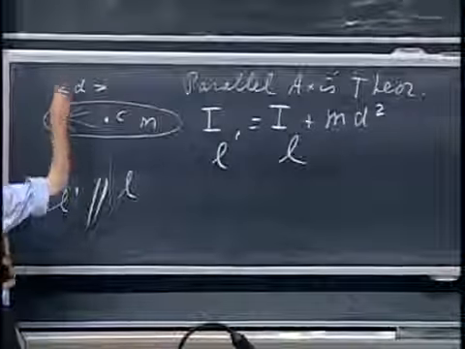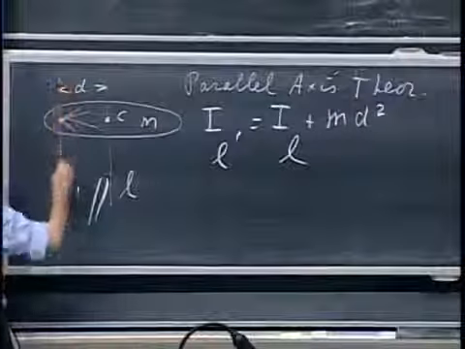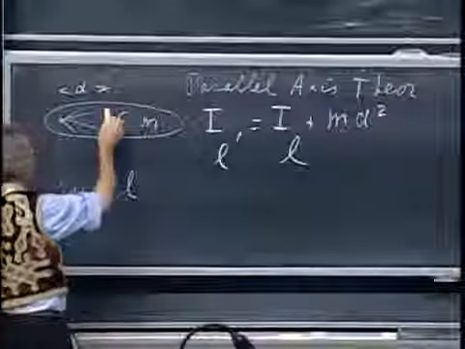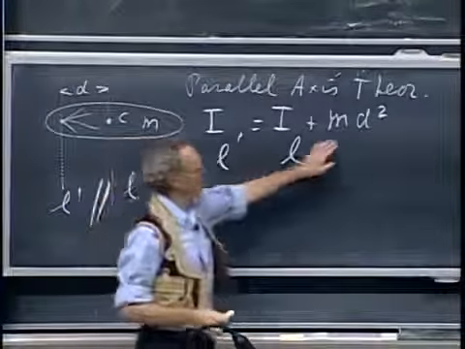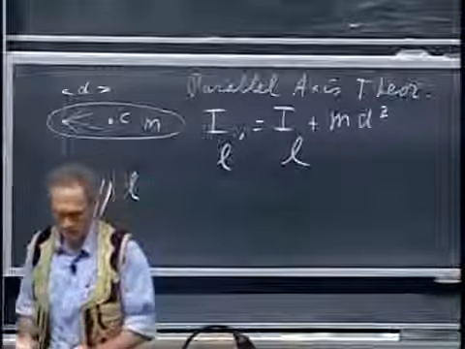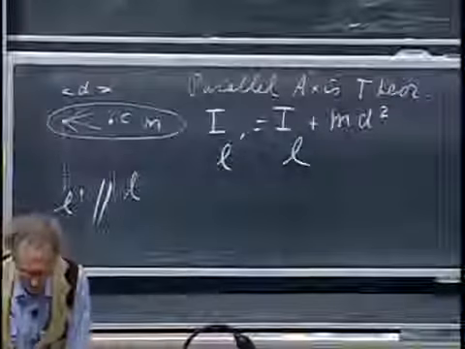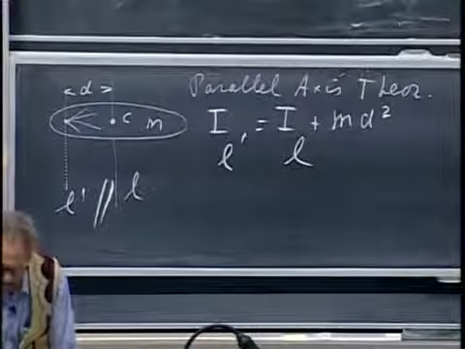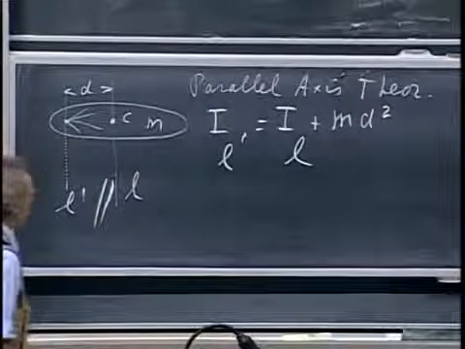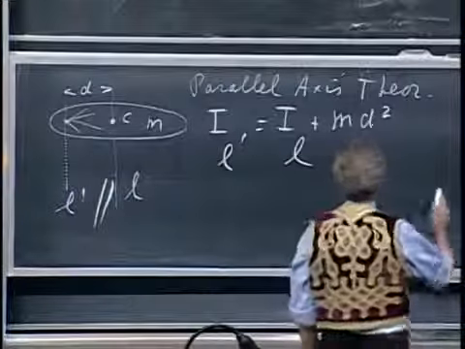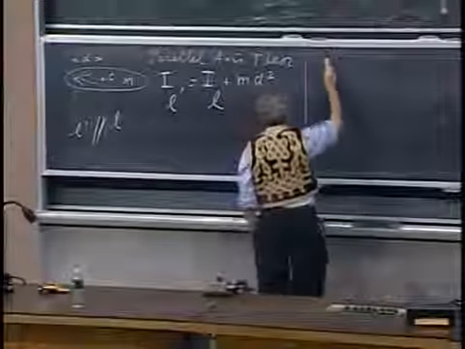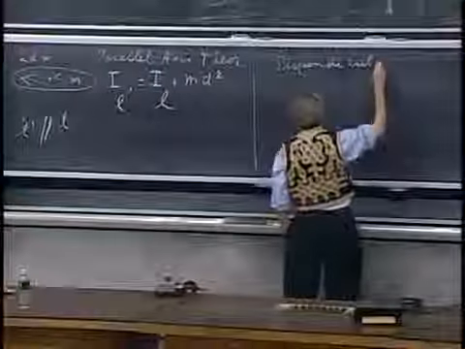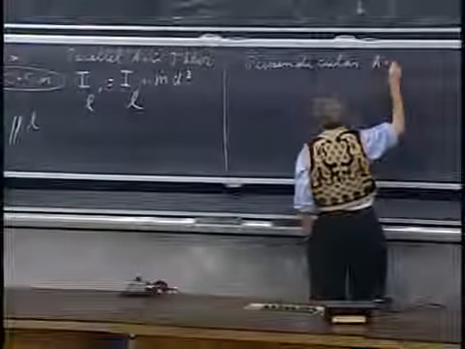Notice that the moment of inertia for rotation about this axis, which is not through the center of mass, is always larger than the one through the center. You see, you have this m d squared. It's always larger. There is a second theorem, which sometimes comes in handy, and that only works when you deal with very thin objects. And that is called the perpendicular axis theorem.